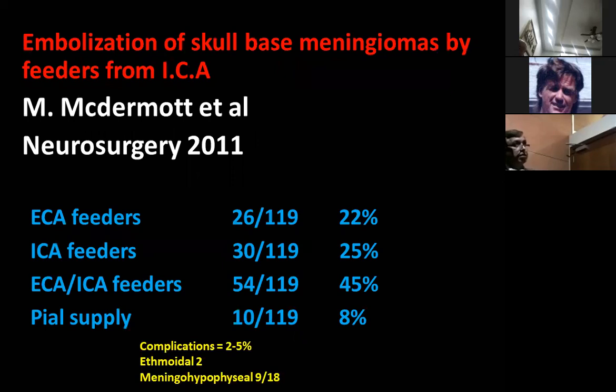This is another paper from Michael McDermott. Michael is a friend of mine. He is a meningioma man, not only a meningioma man, he's a falcotentorial meningioma man. He loves the falcotentorial meningiomas. He published this paper in 2011, and he tried to take the feeders of these tumors. He got a complication rate of 2.5%, which is rather good.